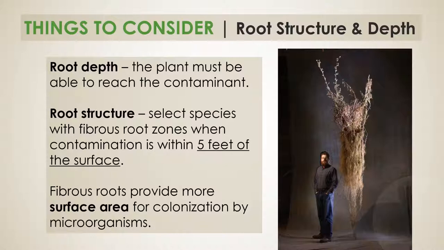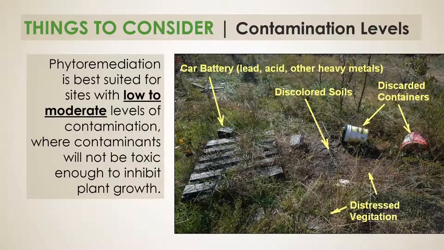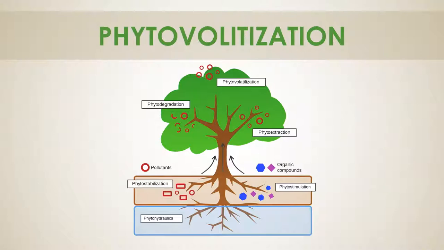All right. So another point I want to make here is that phytoremediation is really best suited for low to moderate levels of contamination. When contamination levels get too high, they're usually going to affect the plant's ability to grow there. So for a lot of sites that are heavily contaminated, sometimes they really just have to look at other methods to remediate those contaminants. Let's start with this diagram here and talk about some different types of processes that are used in phytoremediation. We'll start at the top and work our way down.